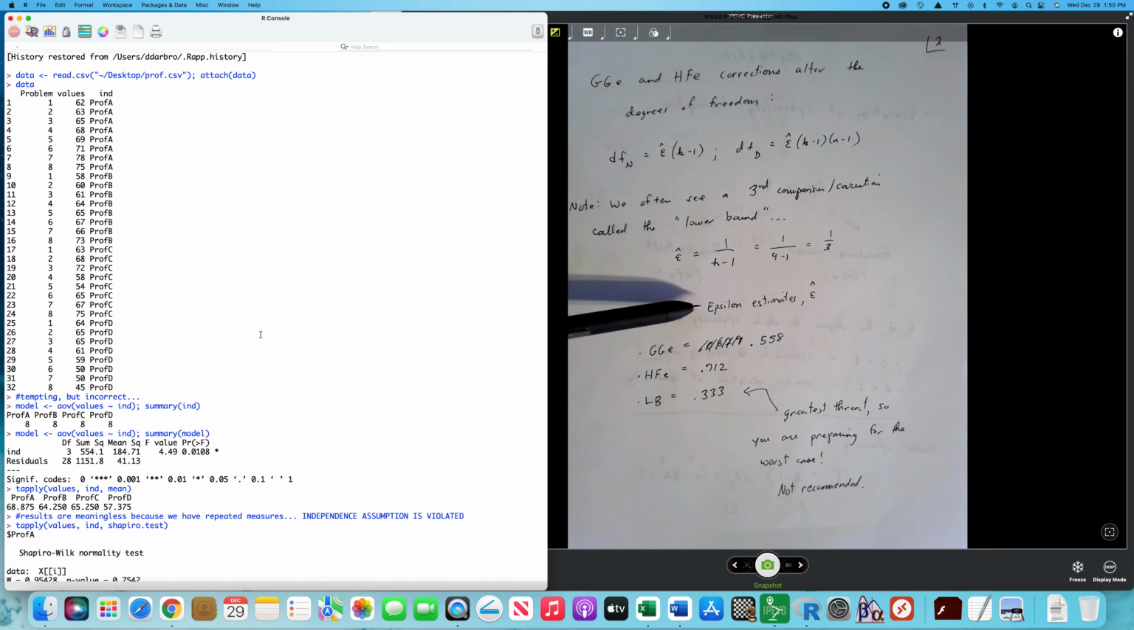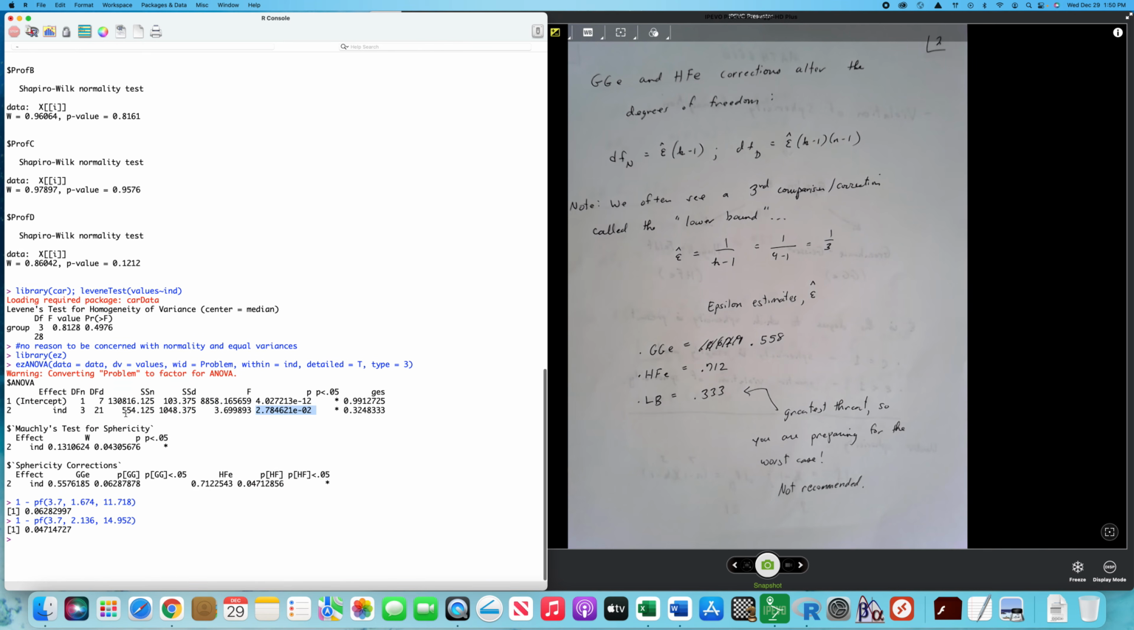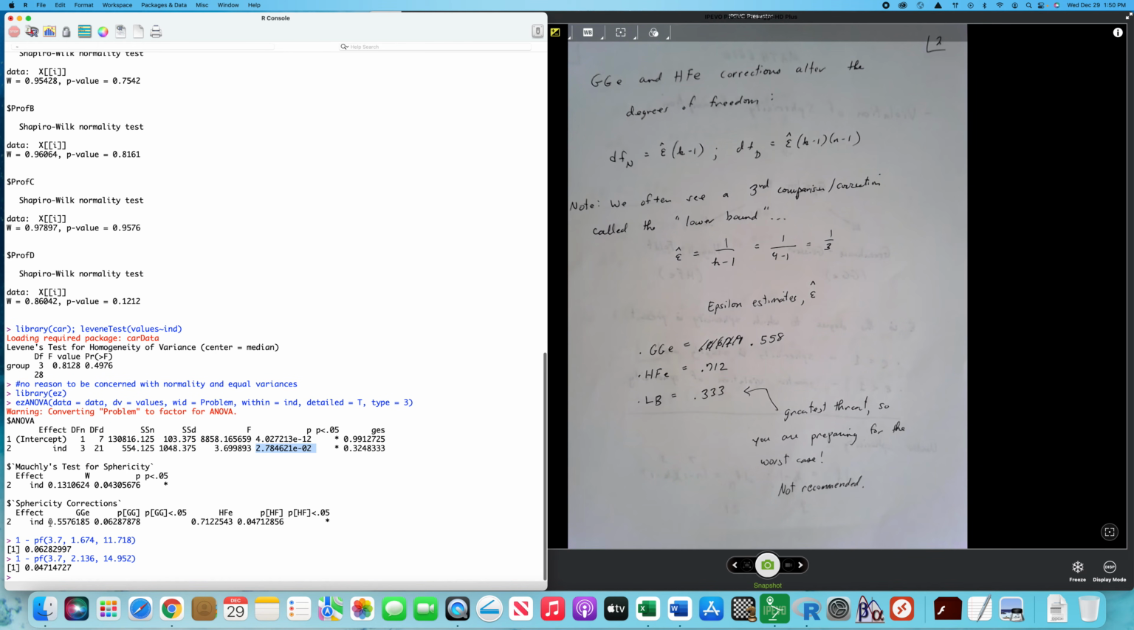So the 3 epsilon estimates that we have for this problem is the Greenhouse-Geisser. Let's go back over here and pull that up. 0.5576. The Huynh-Feldt, 0.712, and then the lower bound, which is 0.333.